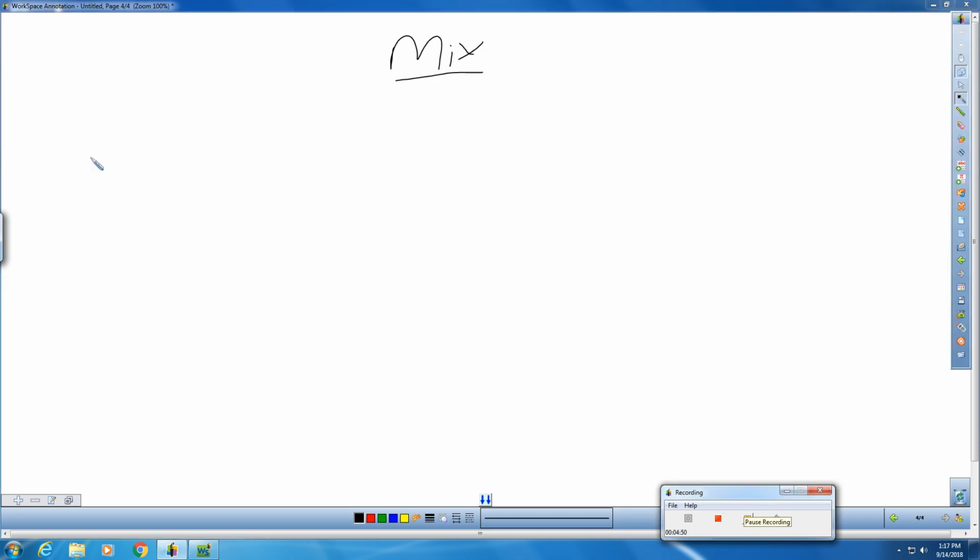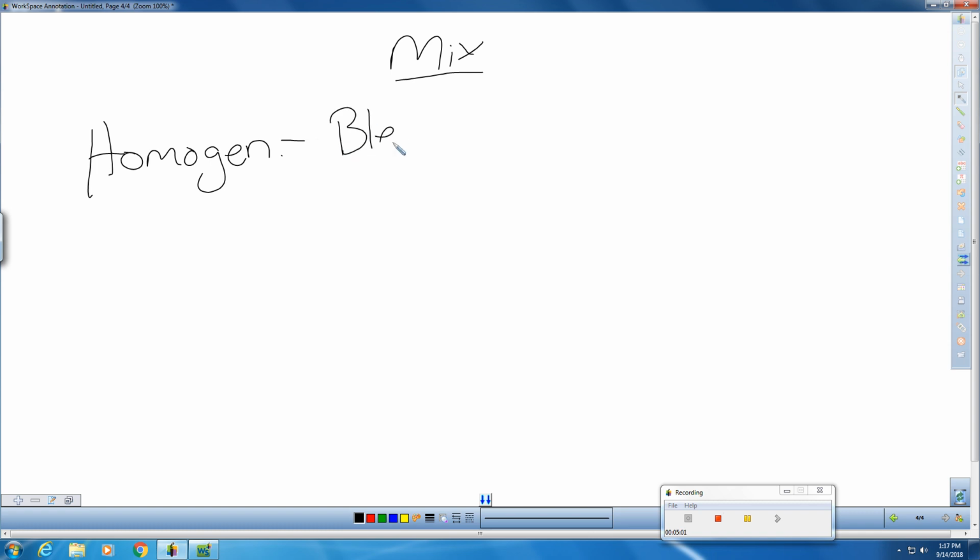All right, so let's take a look at homogeneous mixtures. The difference here is you have two or more things that are not easily seen, but they're actually blended evenly, meaning we can't see the different parts. Coca-Cola, Windex, Kool-Aid, tea, all of those would be examples of a homogeneous mixture.